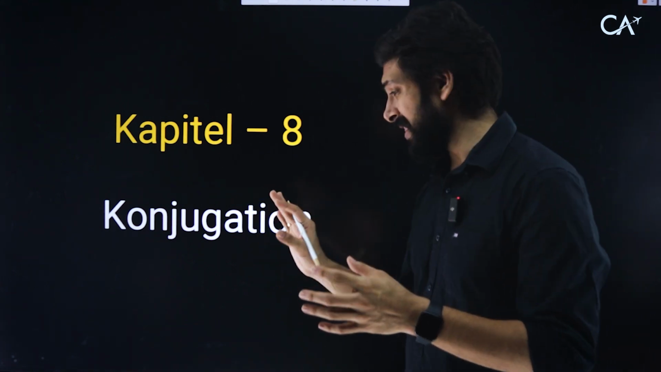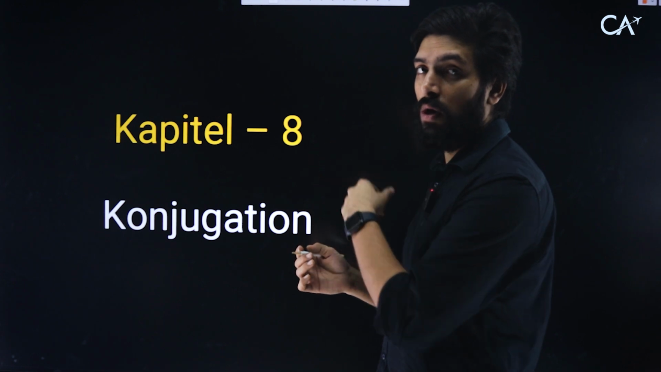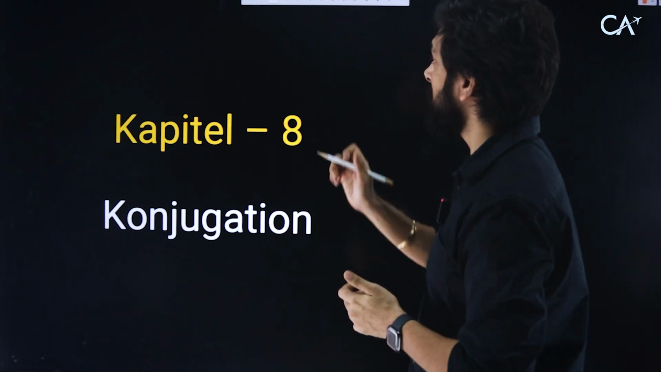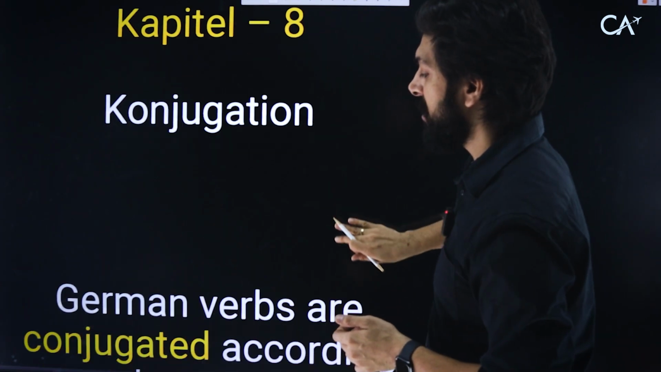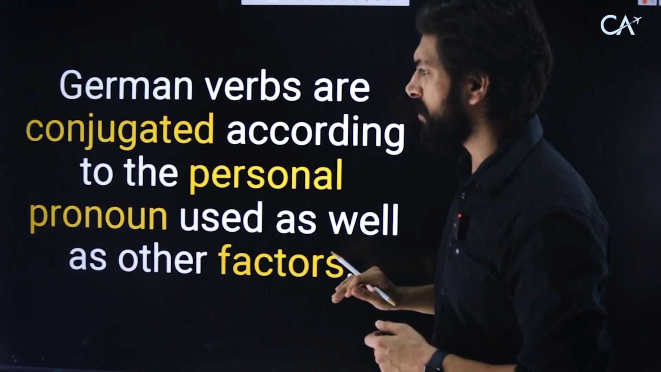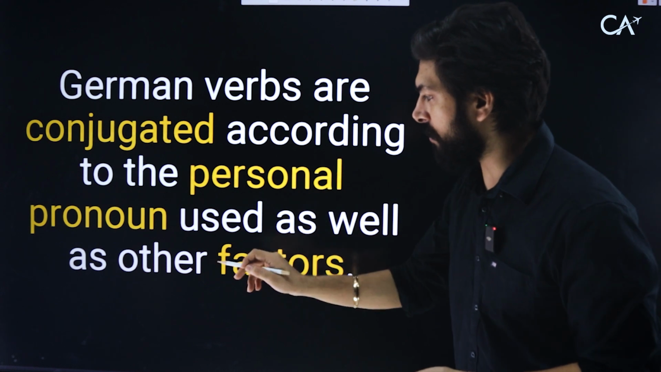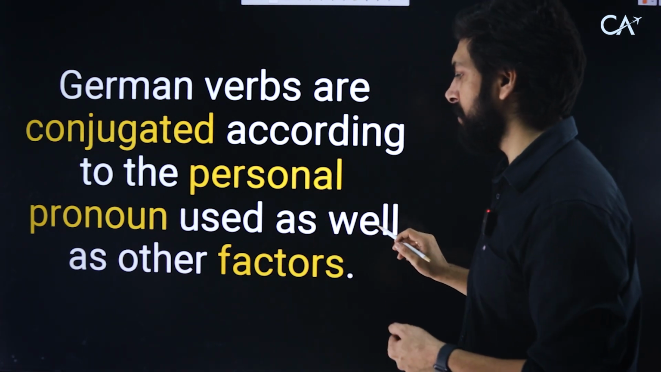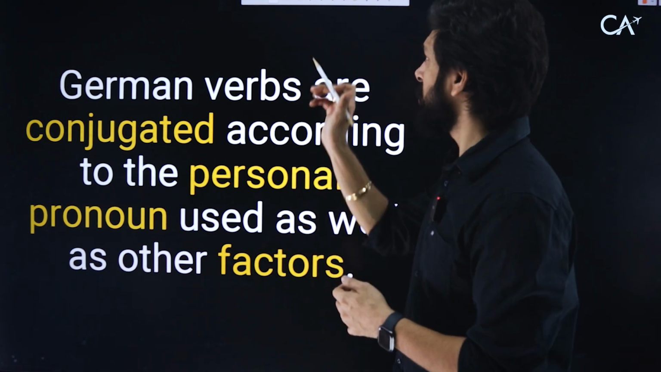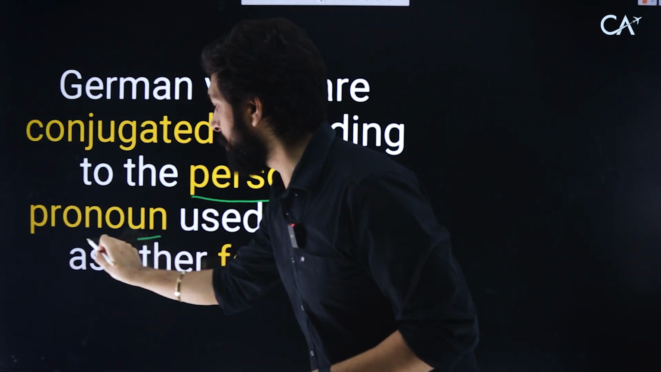Let's see. This is going to create sentences for you. This is going to convert the verbs into the right format. So let's be focused here. There's a rule in German that German verbs are conjugated according to the personal pronoun used, as well as other factors. Not just the personal pronoun, but other factors too.